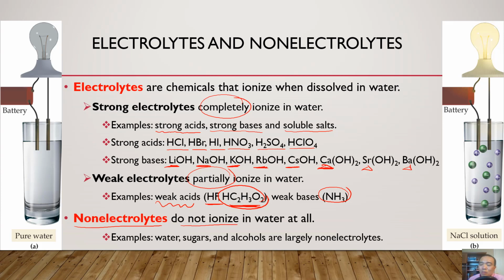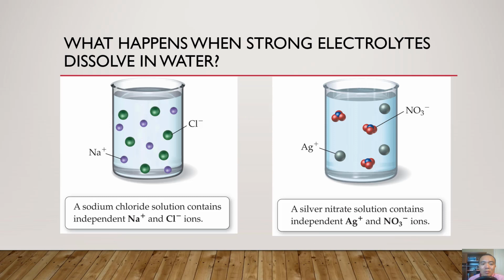Now let's look at what happens when strong electrolytes dissolve in water. As we know, strong electrolytes will completely ionize in water. Okay, so for example, when you have NaCl, table salt, when you dissolve it in water, did you notice that we do not see NaCl unit in the solution? When you look at the solution, there is no more NaCl unit. They have totally ionized into the corresponding Na+ and Cl-.